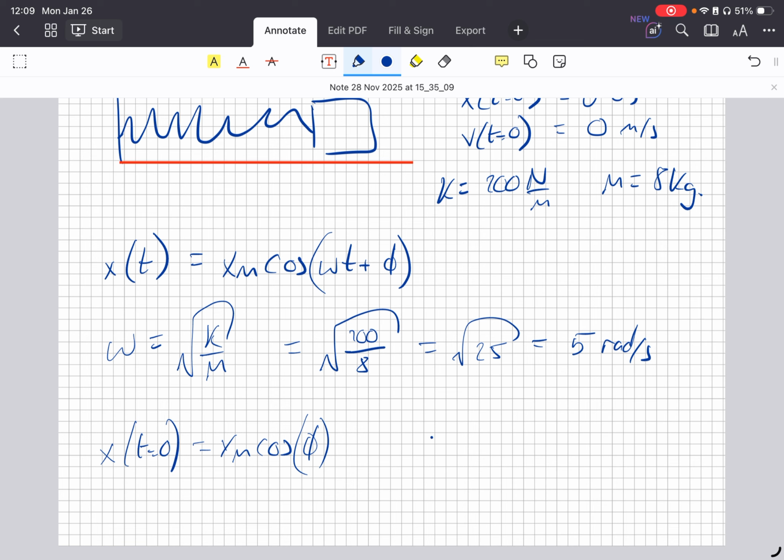The other piece of information, we can write down that the velocity as a function of time. Well, to get that, I just need to differentiate this expression. So when I differentiate cosine, I'm going to get minus sine, and I'm going to pick up a factor of omega from here.